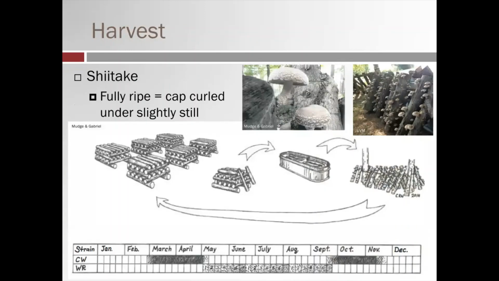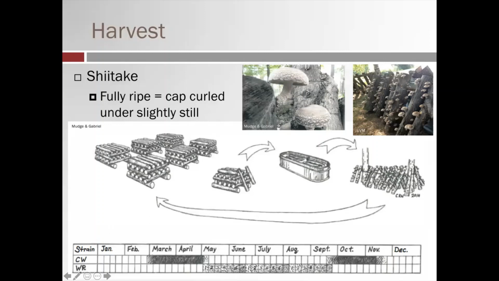Okay, so shiitake, this is the process that is used for harvest of shiitake. So this is what it looks like when it's fully ripe. Cap is still curled under a little bit, and typically you put them in a different formation. You take them out of crib stacks, you put them into a forced fruiting for 24 hours, and then you put them in this A-frame type of setup in order to make it easier to harvest. And then you would put these back into crib stacks while you're moving another stack into forced fruiting, and you just keep this cycle going throughout the season.